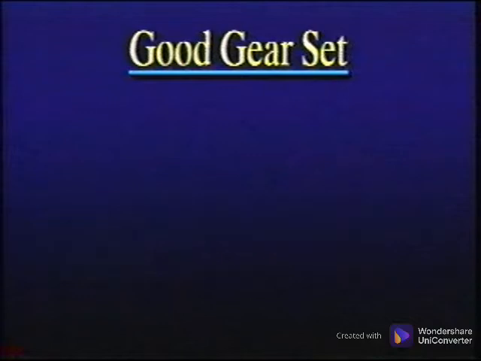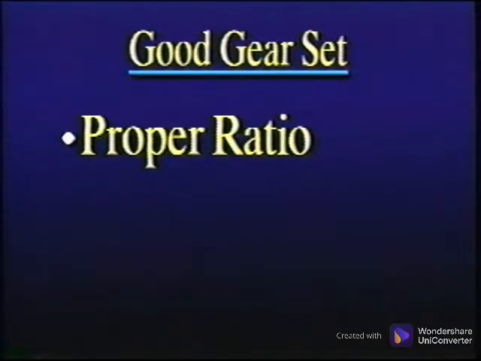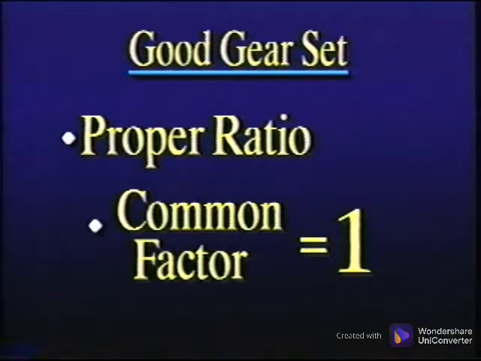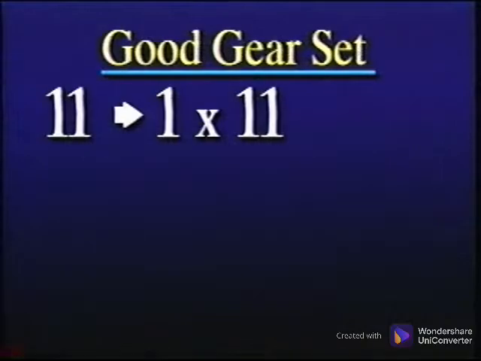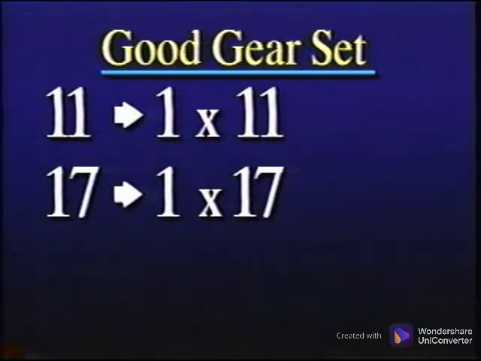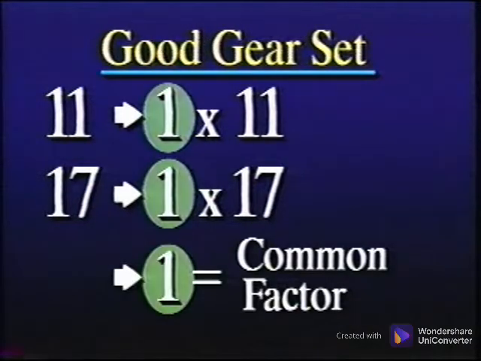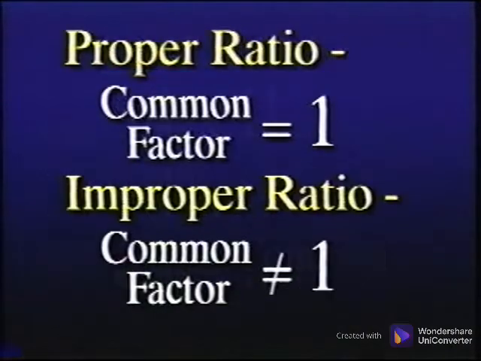A good gear set will have a proper ratio. That is, the common factor will be 1. An example is an 11-tooth gear meshing with a 17-tooth gear. The only common prime factor is 1. A gear set that has any other common factor than 1 is said to have an improper ratio.